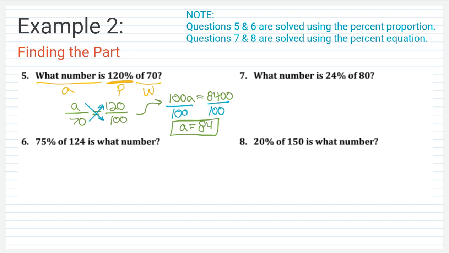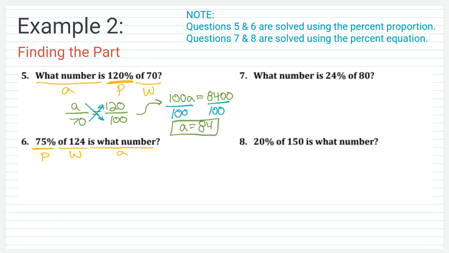All right, so let's take a look at the second one. The one that says 75% of 124 is what number? So again, let's start by identifying what the percent is. Look for that percent sign. So 75%, that's my percent. What is it out of? In this case, it's out of 124, so that's going to be W. And then is what number? We don't know. That's what I'm trying to find.